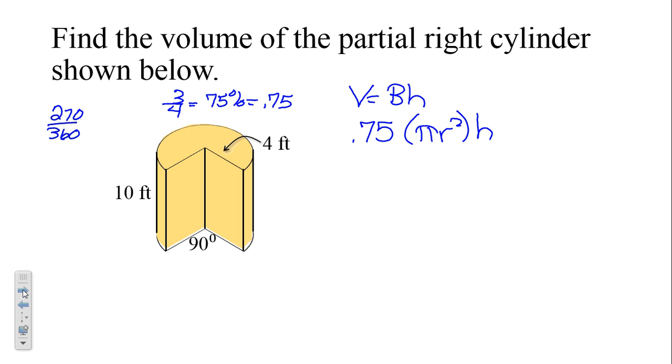Would that be the same if we only have like half or like a quarter? Yep, let's do the same thing. We may have a wedge of cheese. It's only a quarter of the cylinder. Okay, so what's my radius? 4. So 4 squared is? 16. And what's my height? 10. So 10 times 16 is? 160. 3/4 of 160.